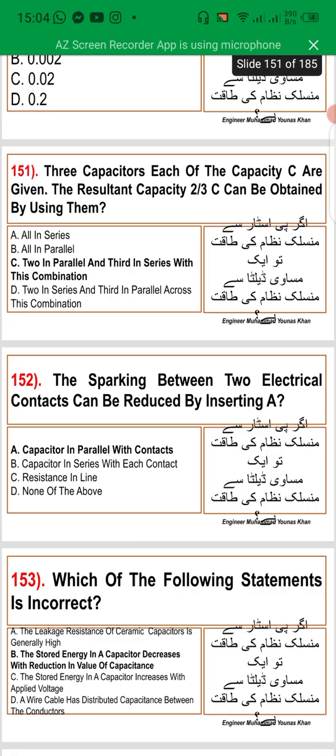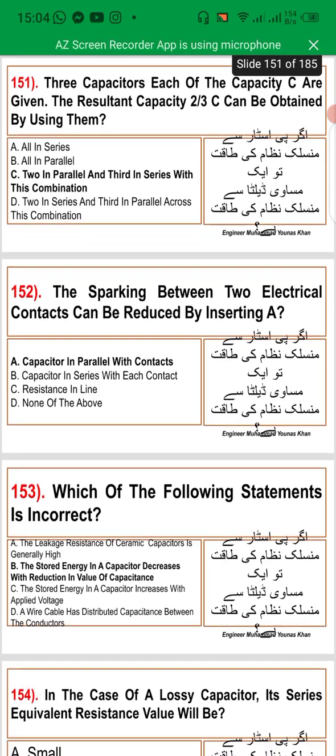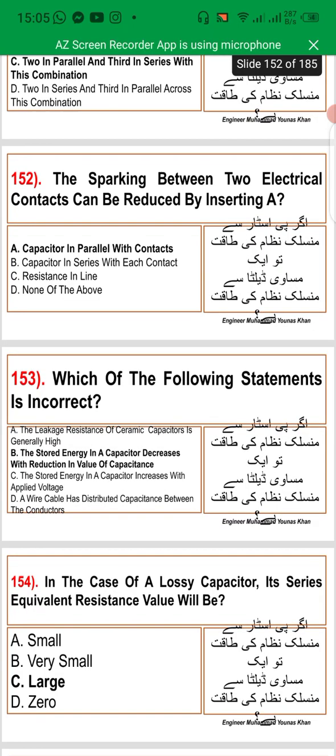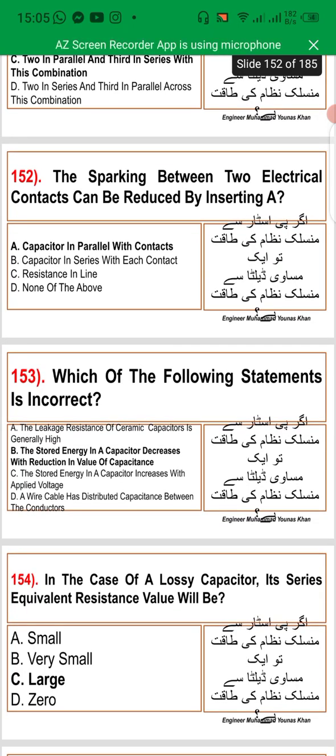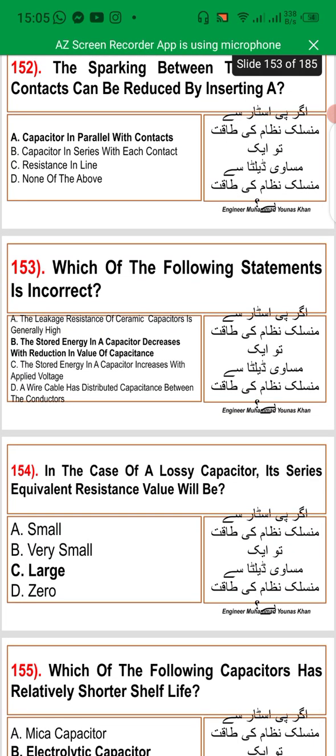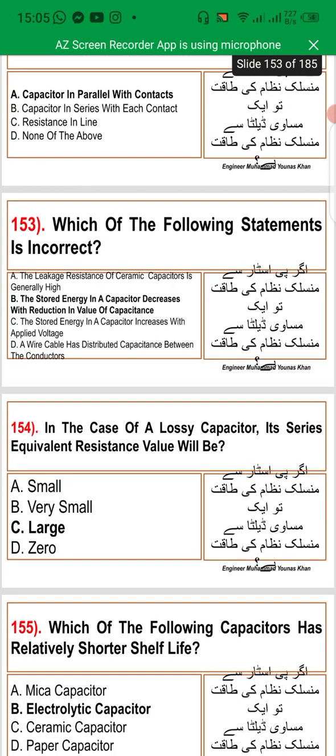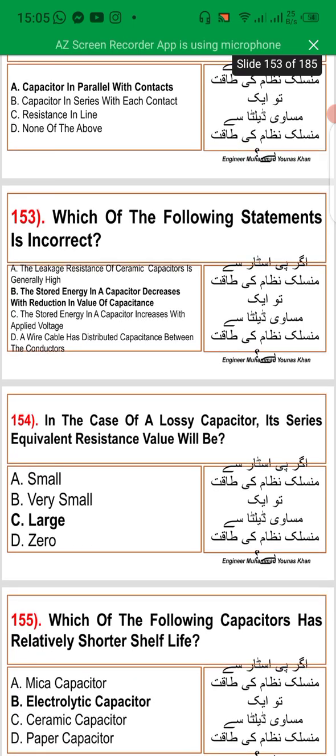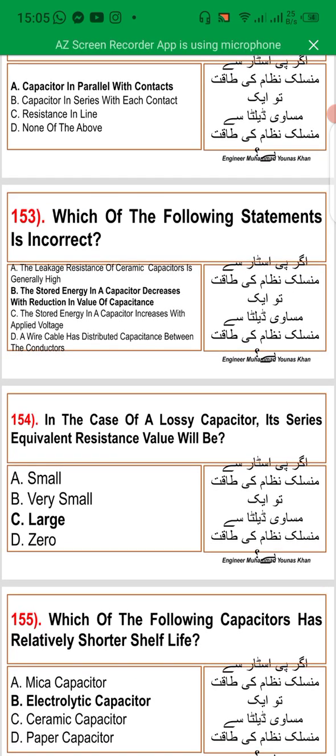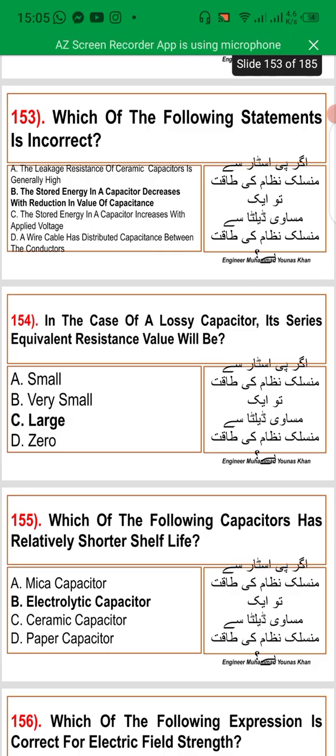Three capacitors, each of capacity C, are given. The resultant capacity 2/3 C can be obtained by using two in parallel and the third in series. The sparking between two electrical contacts can be reduced by inserting a capacitor in parallel with the contacts. Which of the following statements is incorrect? The stored energy in a capacitor decreases with the reduction in value of capacitance. In the case of a lossy capacitor, its series equivalent resistance value will be large.